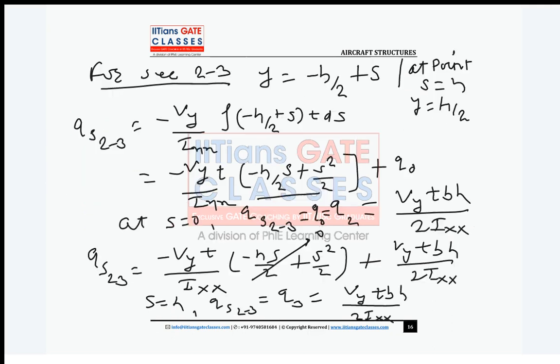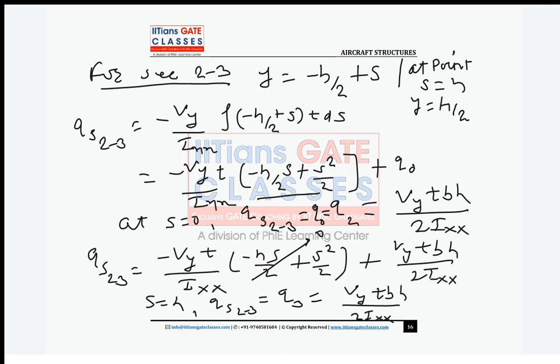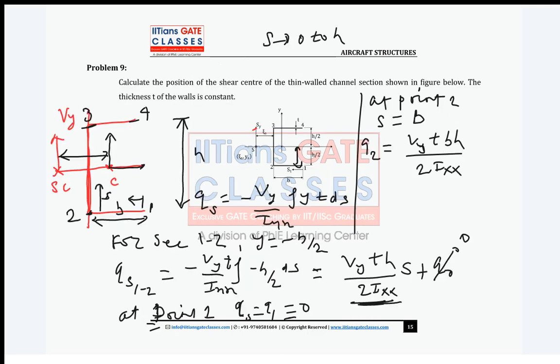So now last we do section 3 to 4. Sorry, section we have done 2 to 3, right? So 1, 2, 3, 4, right? So 3 to 4, section 3 to 4. What is the y value for section 3 to 4 guys? It is positive h by 2 because it's above the centroid.